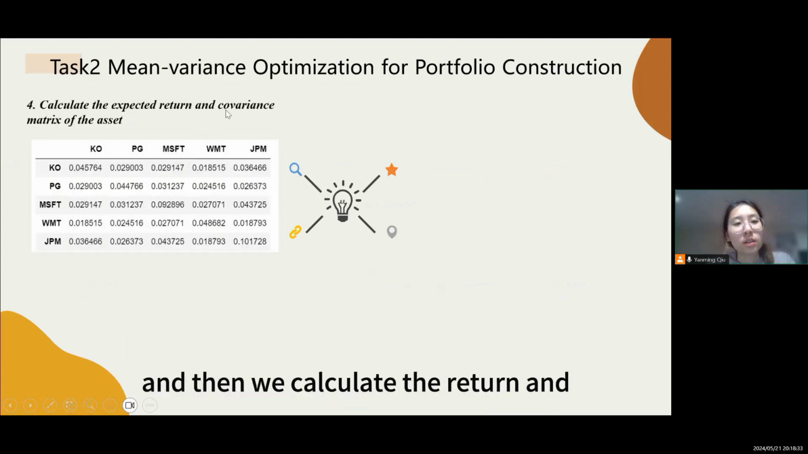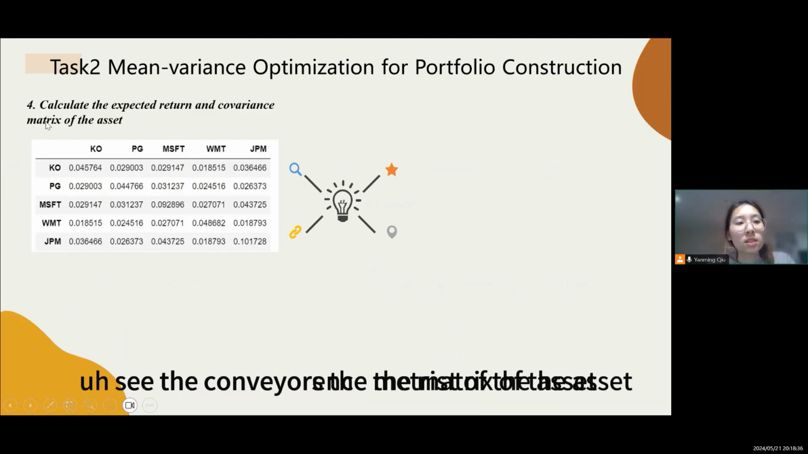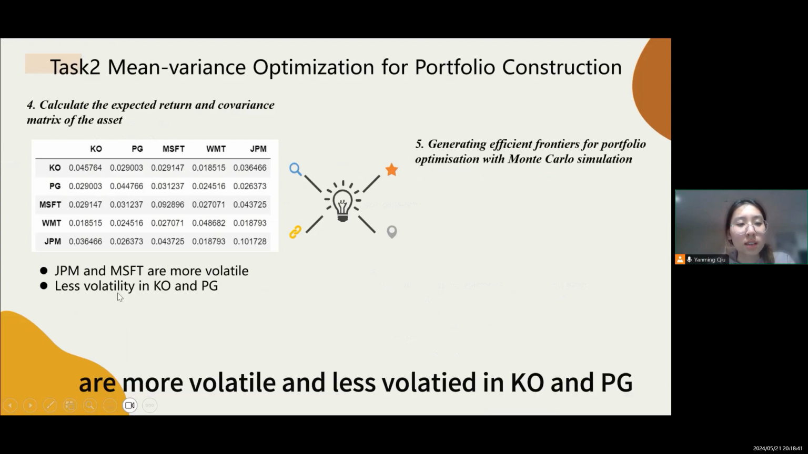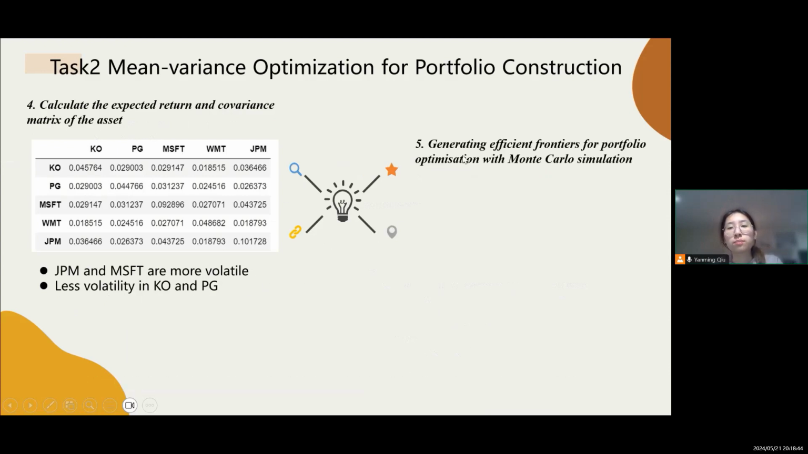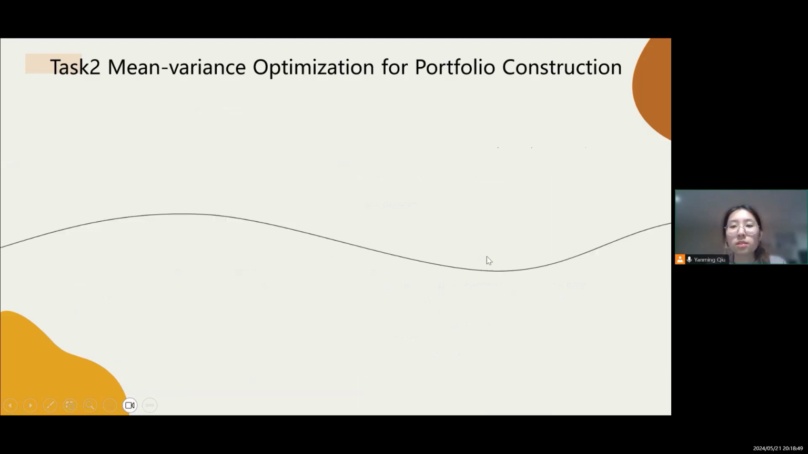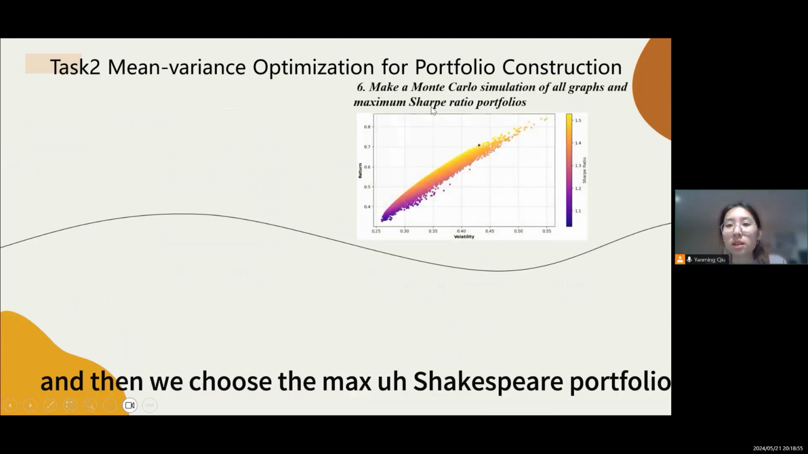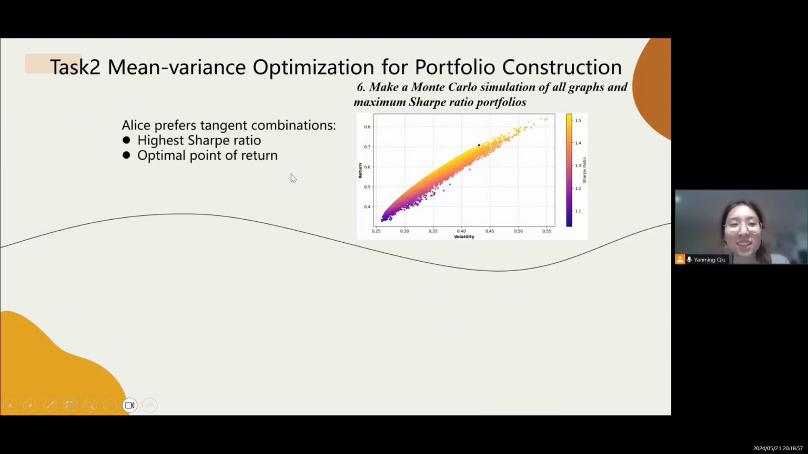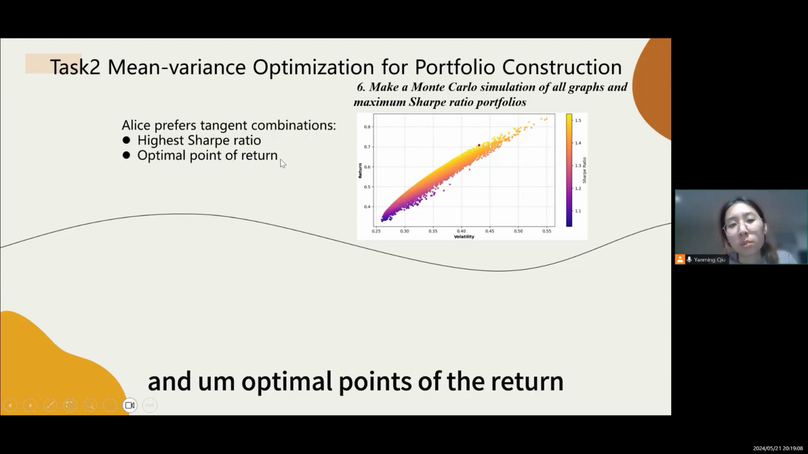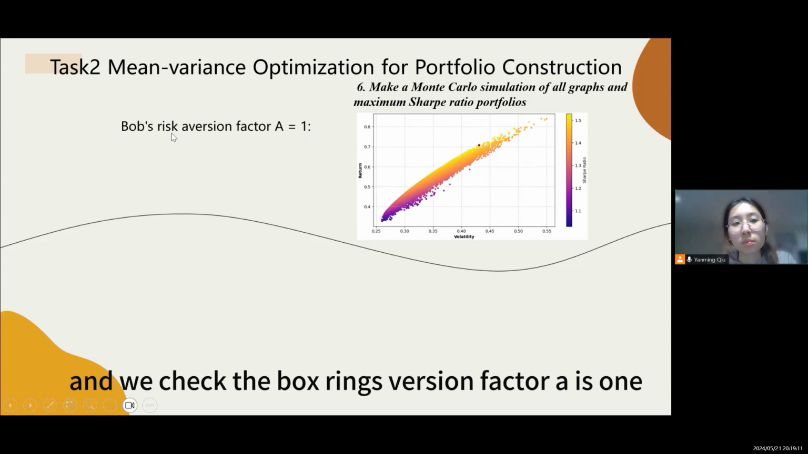And then we calculate the returns and see the covariance, the measures of the assets. These two are more volatile and less volatile in KO and PG. Next, we use the Monte Carlo simulation to calculate the Sharpe ratio. And then we choose the max Sharpe portfolio. At this point, you can see the tangent combination has the highest Sharpe ratio and the optimal return. And we check the risk aversion.